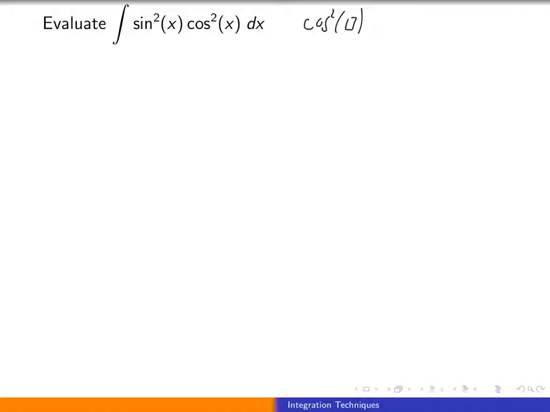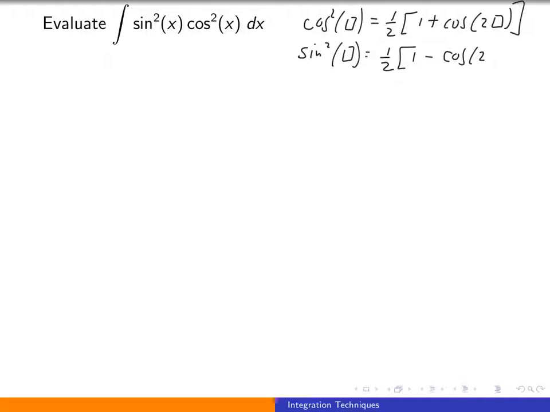I'm going to say of something. Typically it's an x, but here we'll see in a moment why I'm going to use just a blank. So cosine squared of something is going to be 1/2 times the quantity 1 plus cosine of 2 times that something. And similarly, sine squared of something is 1/2 times 1 minus cosine of 2 times something. So putting these formulas to use, we're going to immediately plug in x.